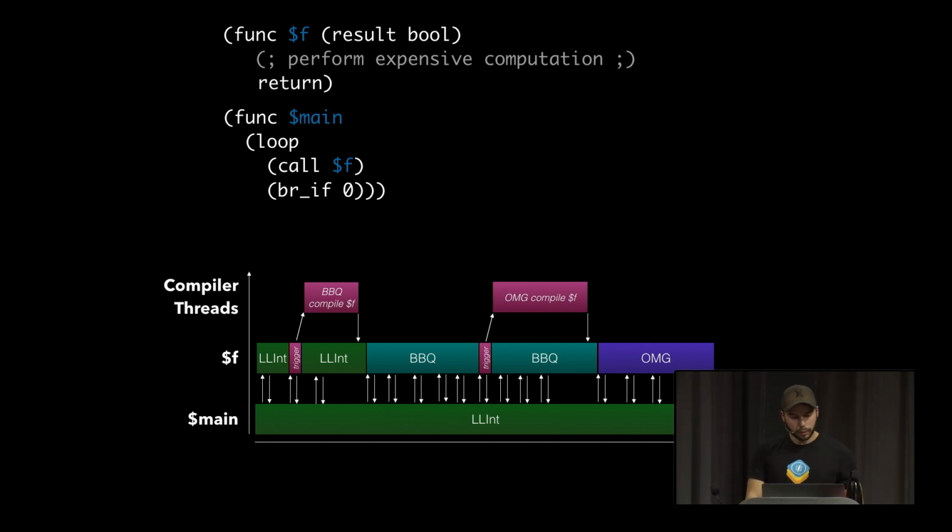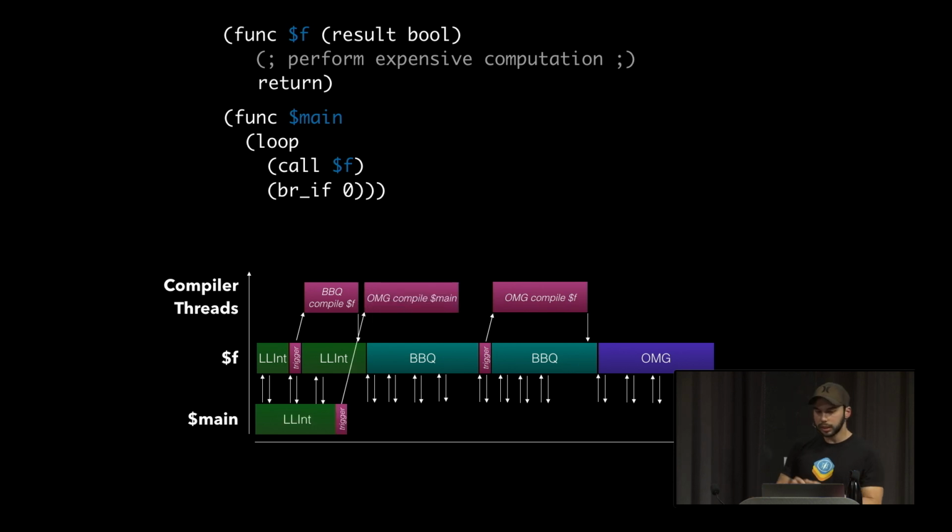The way we get around it is that loop counter is going to trigger at some point, and this is just an implementation detail, but if you trigger in the loop, you go straight into OMG, you skip BBQ. That's just a detail. So you trigger that, and it's the same way as with a regular function call. You just keep running the interpreter until that's done. Once that's done, it notifies you, and we do what we call an on-stack replacement.